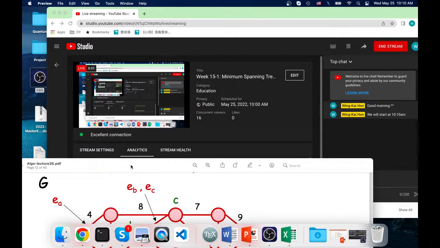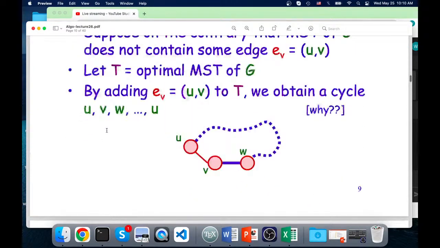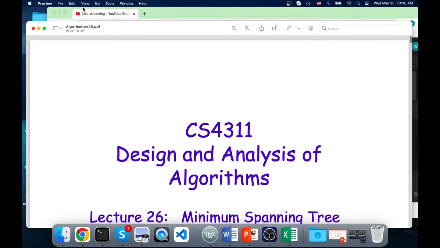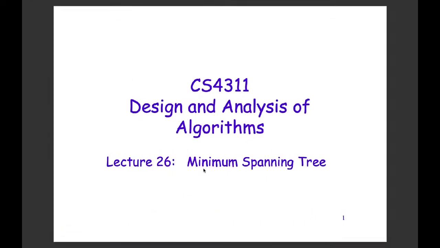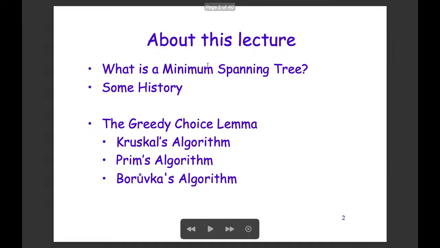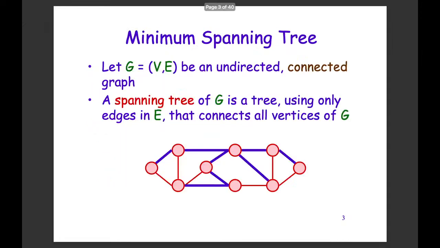Okay, so let's start the class. Today, let's see if we can finish two related topics in one shot. The first thing that I want to talk about is something called the minimum spanning tree problem. We will talk about what this problem is and some history about it, and then we will introduce three different algorithms for solving it. These algorithms are based on different strategies. So first of all, what is the minimum spanning tree?